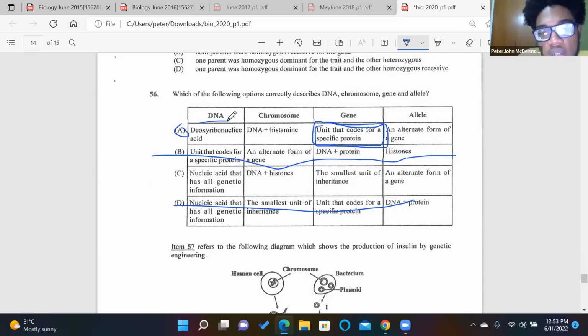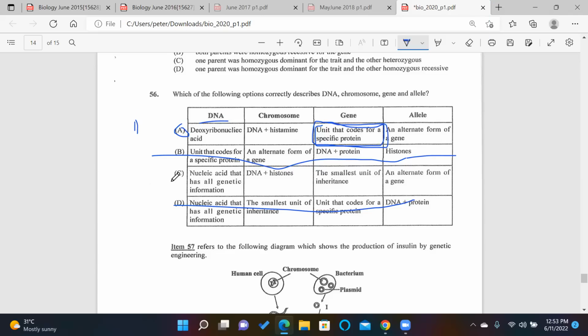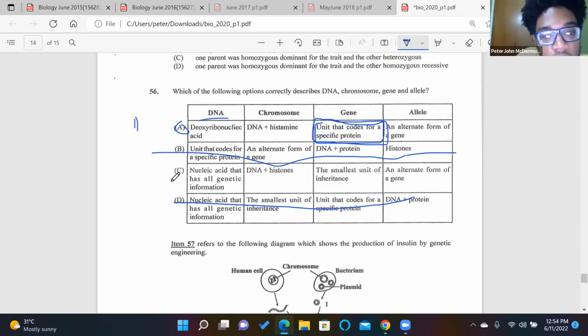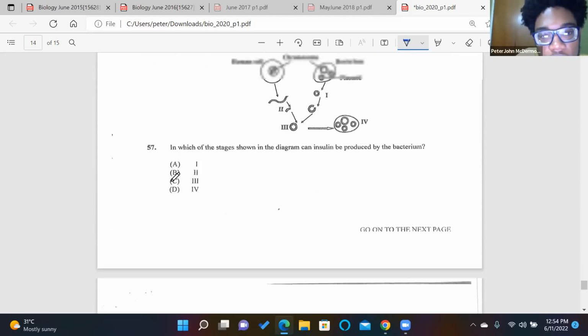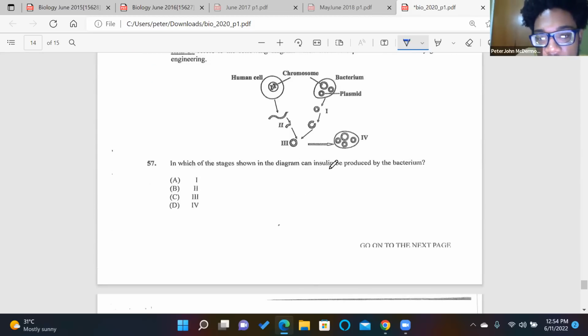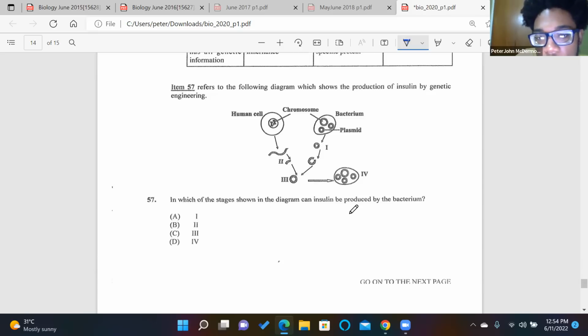So what does DNA mean? What do the letters D and N A mean? Deoxyribonucleic acid. Yeah. Let's continue. In which of the stages shown in the diagram can insulin be produced by the bacterium? We just went over this.